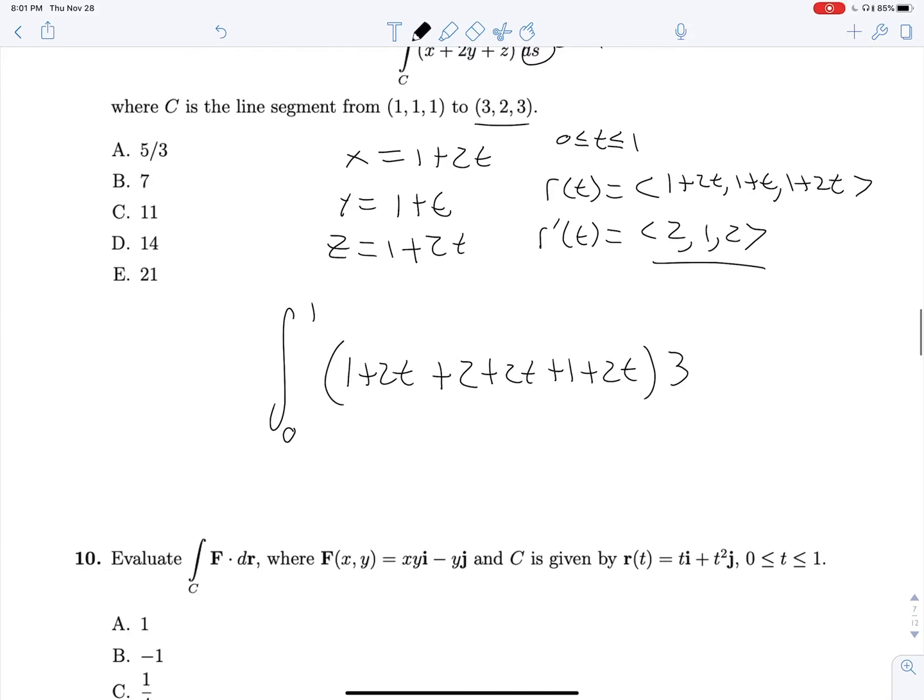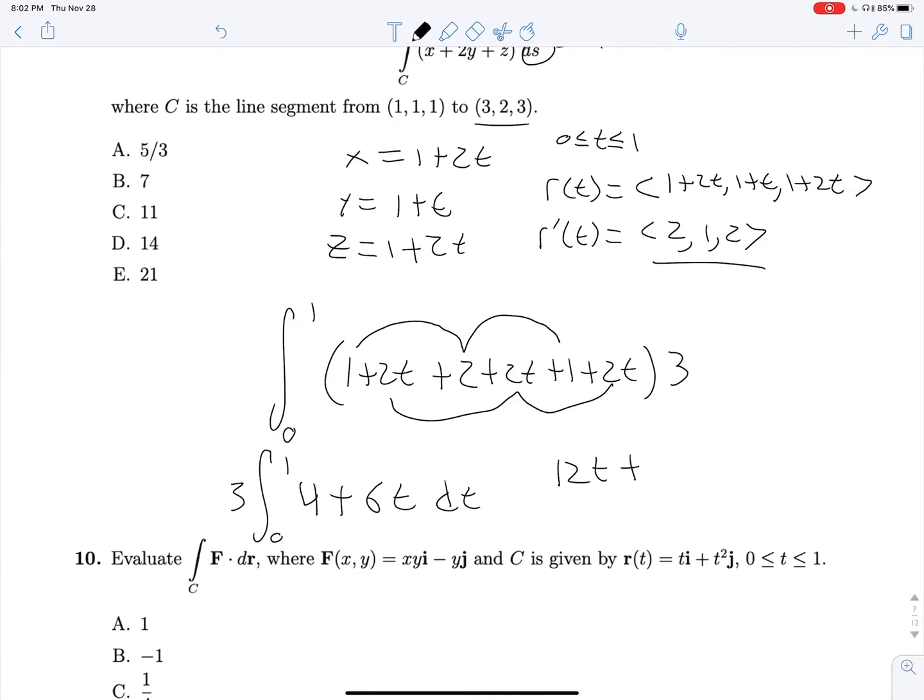So this is looking a little sloppy over here, so let's figure this out. 3 times the integral from 0 to 1 of 1, 2, 3, 4 plus 2, 4, 6. So that's going to give us 12t plus 9t squared on 0 to 1, and that's going to give us 21.